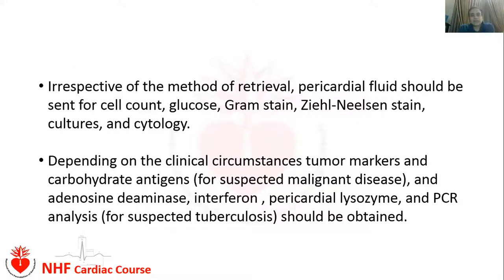Irrespective, as Tariq has already said, irrespective of the method of retrieval, pericardial fluid should be sent for cell count, glucose, gram stain, ZN stain, cytology, and culture. Depending on clinical circumstances, tumor markers. Someone has asked a question, what tumor markers?